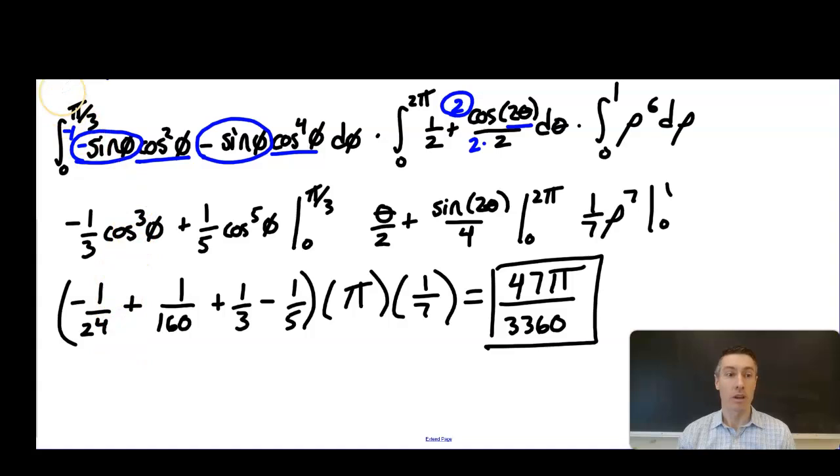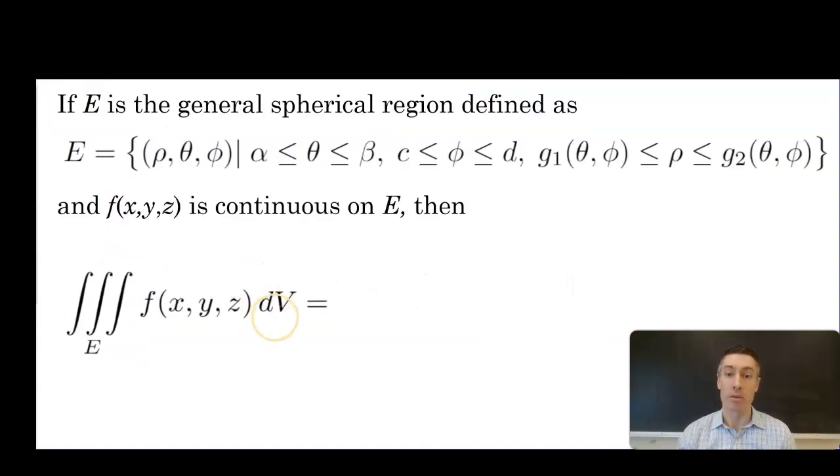So last thing we have to cover is what happens when our bounds are not all constant. So if E is the general spherical region defined as the set of all points, theta is bound from alpha to beta, phi is bound from C to D, so that stays the same. But now rho is between two functions in terms of theta and phi. Could be both, could be one. And our function is continuous on the region.